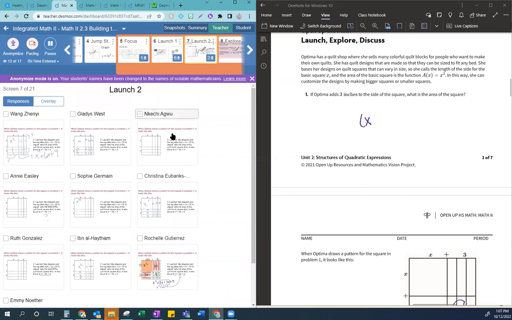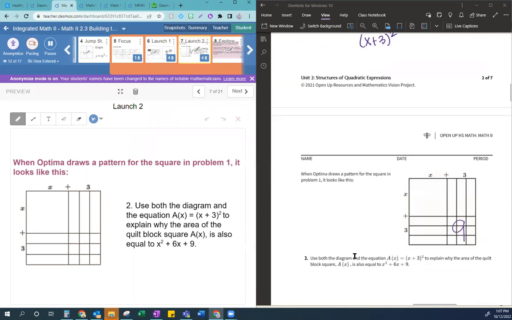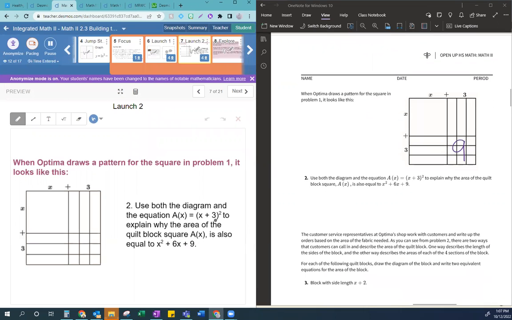So the next little guy says, okay, so when Optimal draws a pattern, it looks like this, right? Use both the diagram and the equation A of x equals x plus 3 quantity squared to explain why the area of the box is x squared plus 6x plus 9. Okay, let's pause a second. So this is the big area. That's x plus 3 quantity squared. But then we also have this x squared plus 6x plus 9.